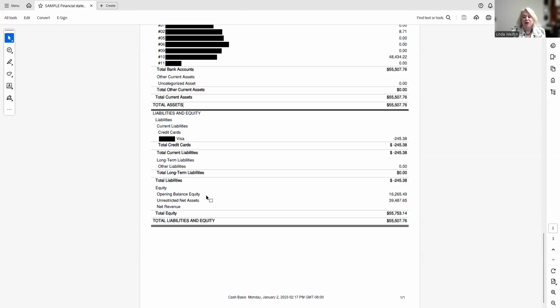Then you look at your equity. Their equity is what was their opening balance, what's their net unrestricted assets, so that their total liabilities and equity is just over 55,000. You can see on this one, the balance sheet, their assets and their liabilities should balance. That's one way to know the difference between a balance sheet and a profit and loss statement.